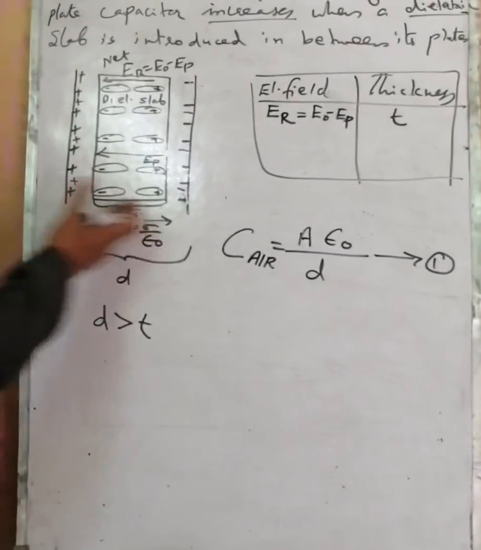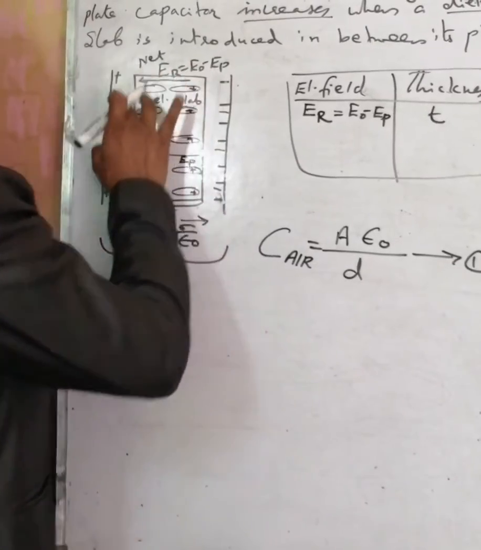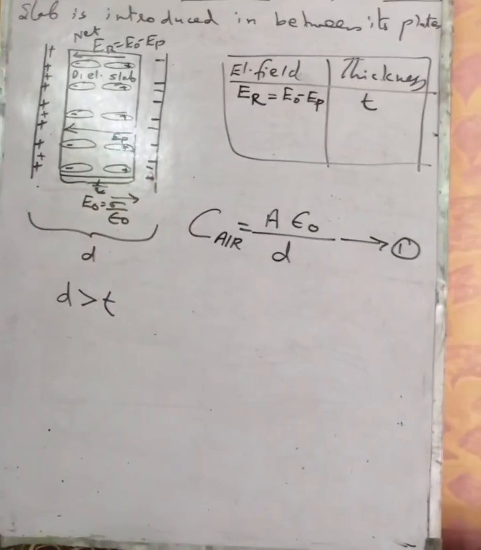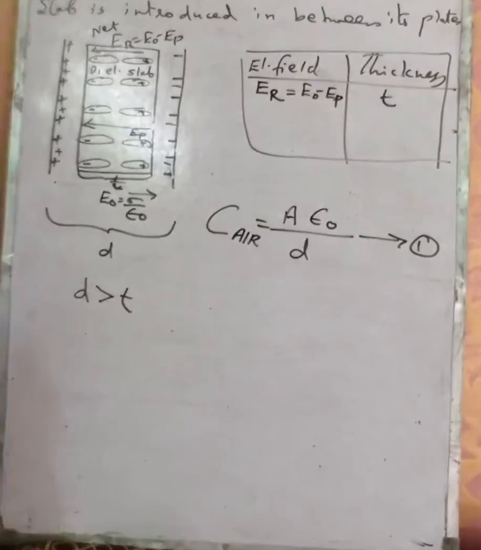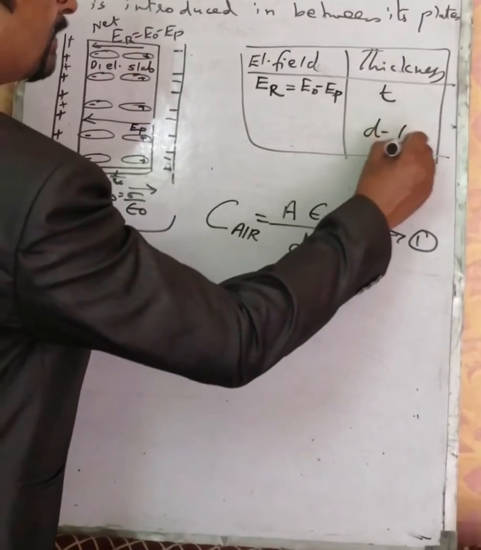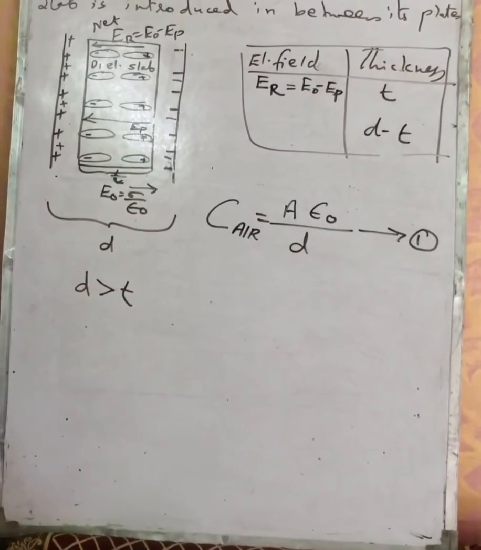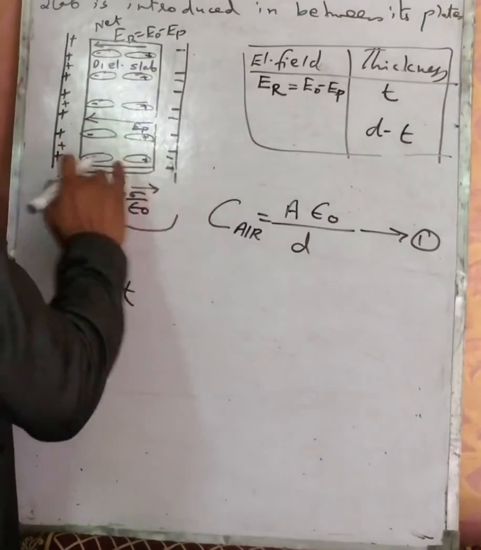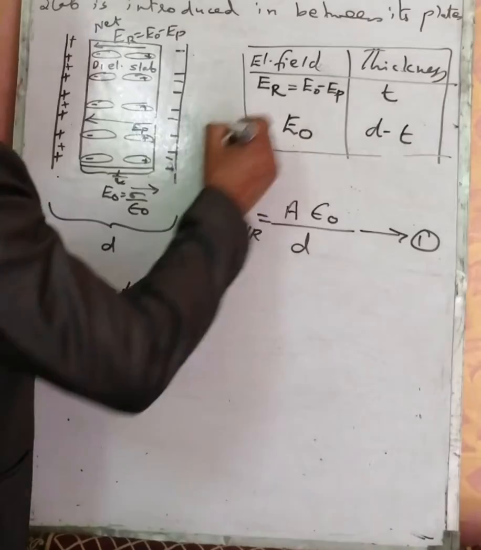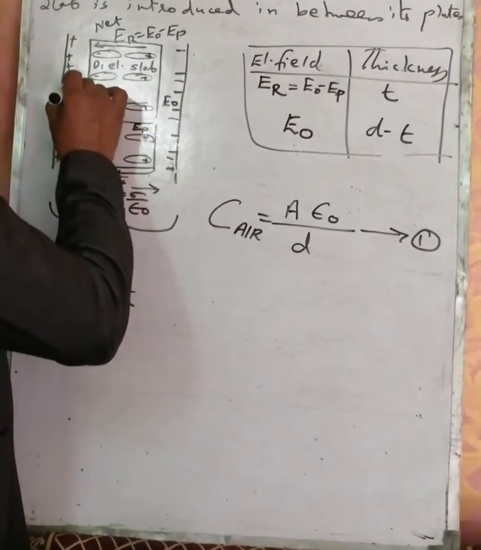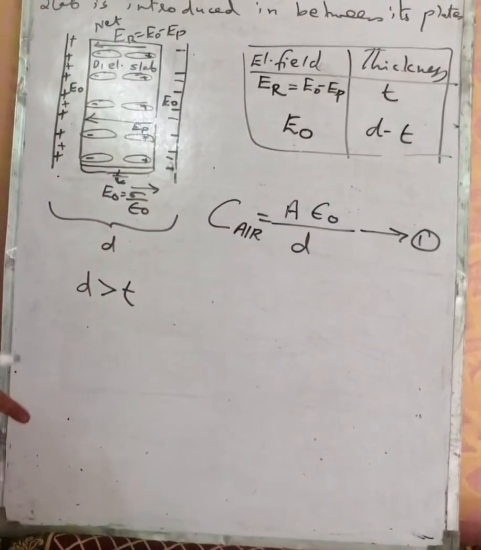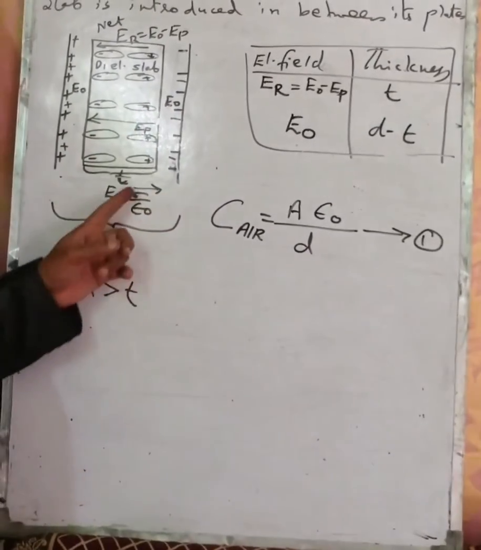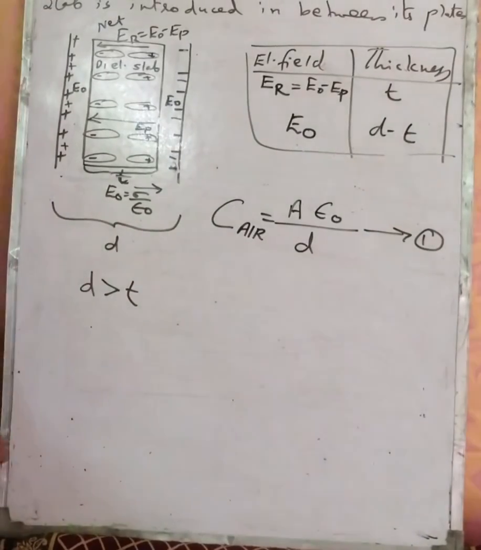Now, in this diagram you see there is a left side gap and a right side gap. This left side gap and right side gap together are called D minus T. So for the thickness D minus T, how much electric field exists? The electric field existing here is E naught itself. So the reduced field exists only inside the slab, and outside the slab the applied electric field sigma by epsilon naught, which is equal to E naught, exists.